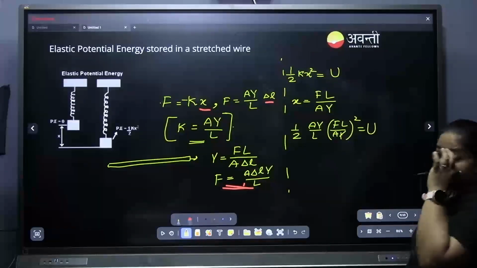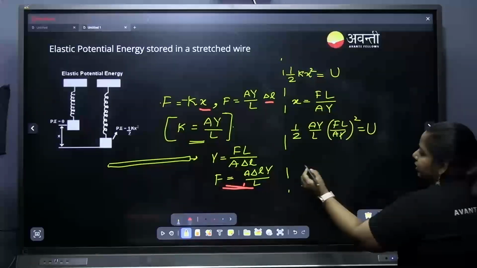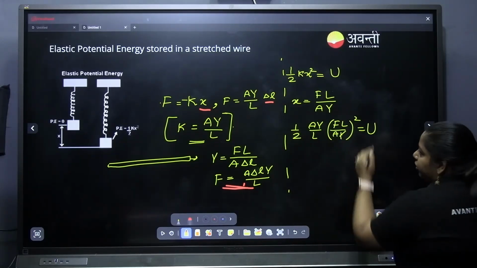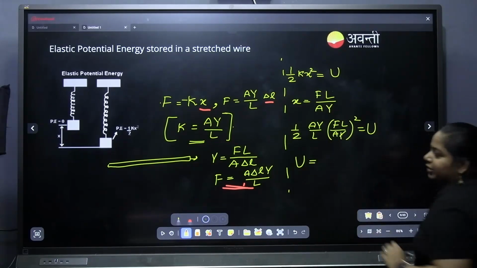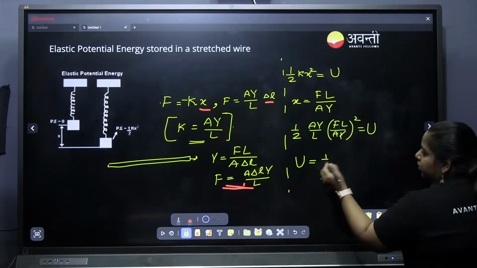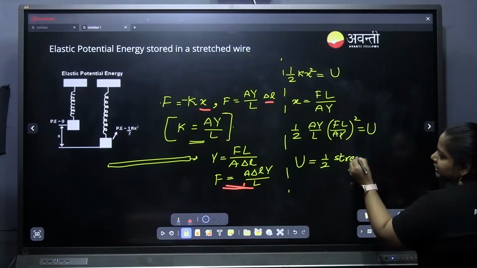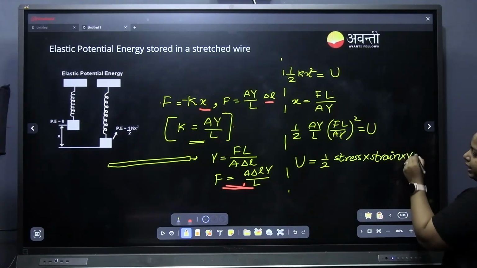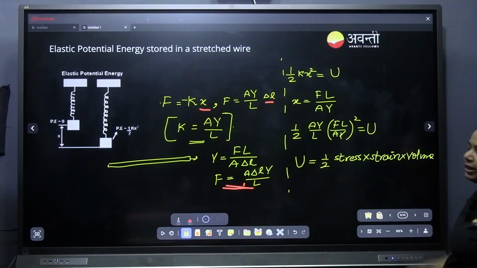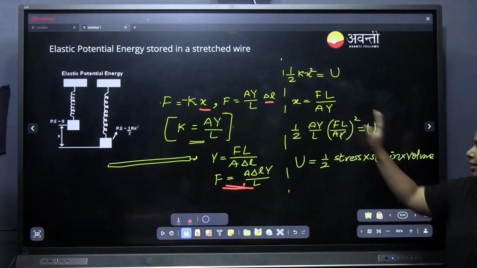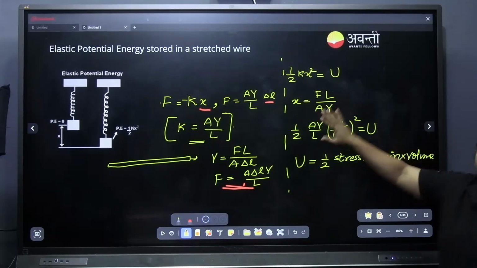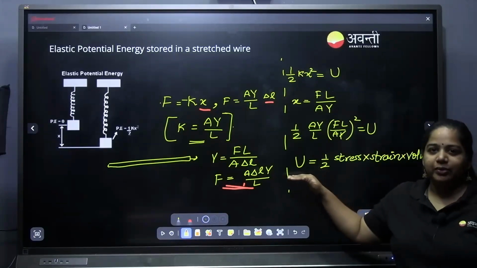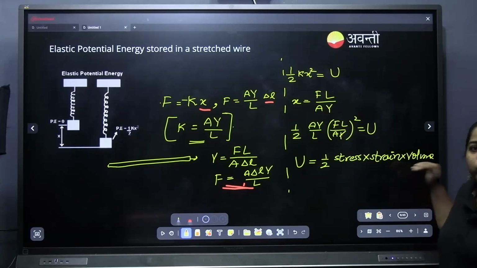Now from here I will get so many things, like cancelling each other and substitution and all. I will finally get that potential energy stored in a stressed wire equal to half into stress into strain into volume. This is the formula you will get. We don't need this derivation, we only need this formula. Potential energy stored in wire is equal to half into stress into strain into volume.